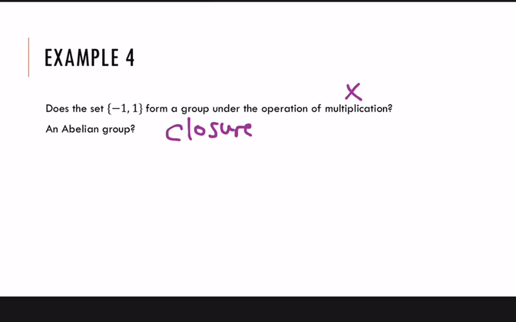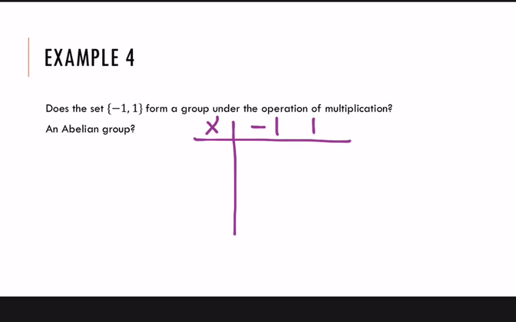And let's make a little table here. Sometimes an operation table is a good way to quickly see which of these properties hold. So here's multiplication. List your elements at the top and down the side, and then fill this in. -1 times -1 is 1. -1 times 1, 1 times -1, and 1 times 1.